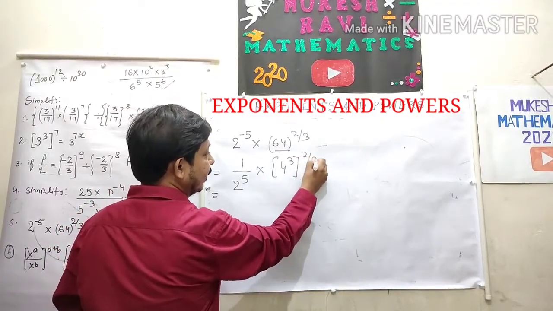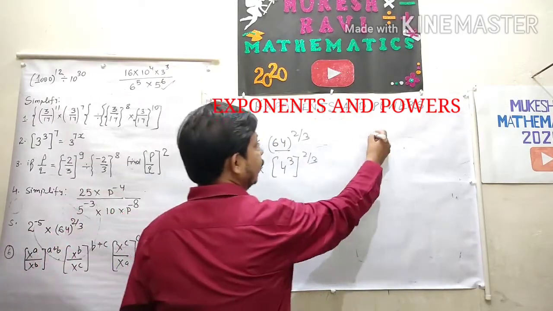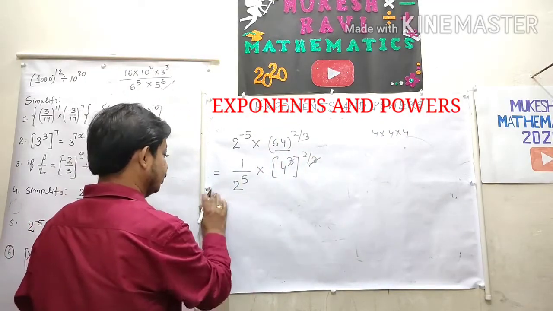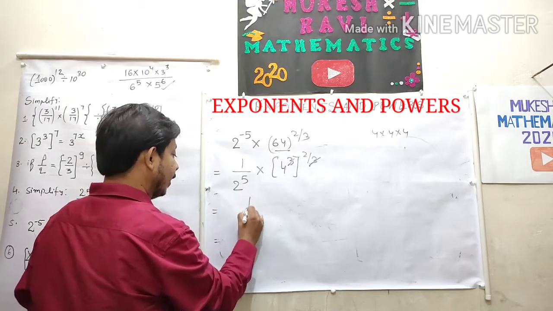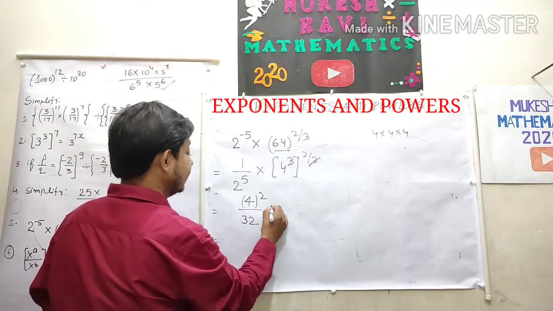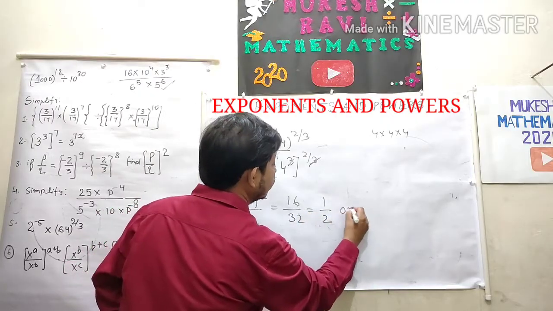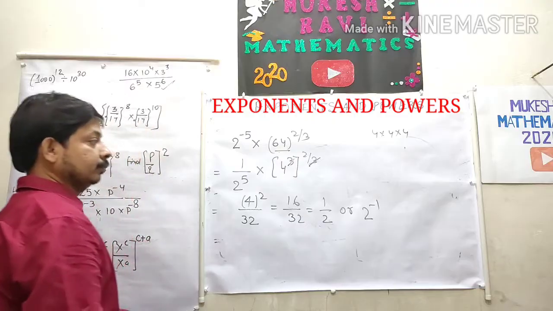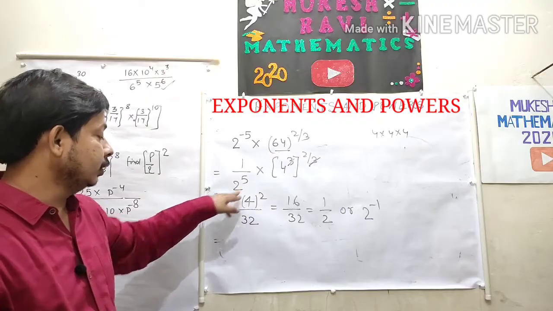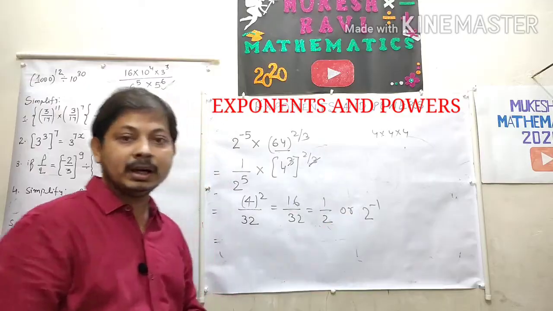Whenever you have a power in fraction, check how many times the value is given. 64 is 4 into 4 into 4. Now 3 and 3 cancel. So this is 2 to the power 5, that is 1 upon 32, and here 4 to the power 2, 3 is cancelled, that is 16 by 32, that is 1 by 2, or you can say 2 to the power minus 1. 4 4s are 16, and here 2 to the power 5 is 32, 16 by 32, 1 by 2, or 2 to the power minus 1.